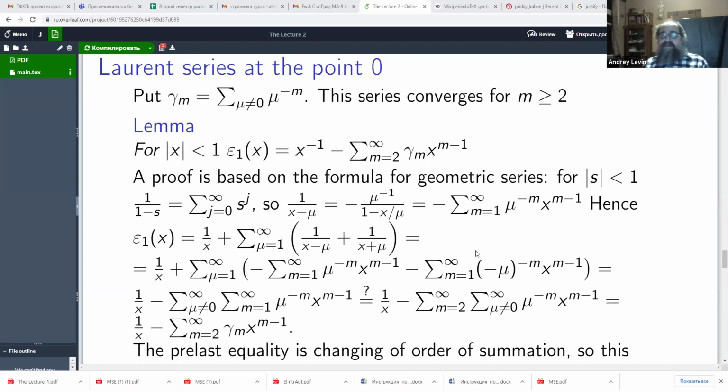Proof. First of all, what is the origin of this sum? Is x and mu the same variable, or no? Gamma m is the sum over mu, non-equal to 0, of negative powers of mu. Mu is an integer number. Oh, sorry, it's not written.